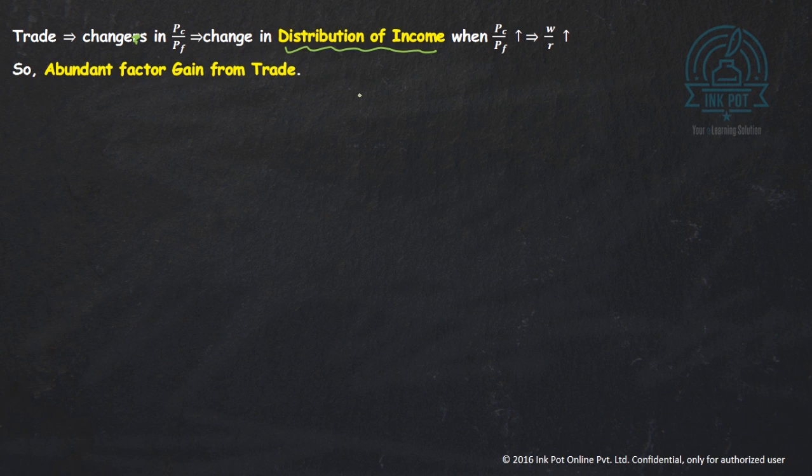What is the income of labor? What is the income of capital? Obviously that changes, because W by R changes. That's why when PC by PF increases, we know W by R increases. From the second video we did that relation, right? And when W by R increases, automatically labor will gain and capital will lose. So which factor gained? The factor that is abundant in our country. Abundant factor gains from trade.